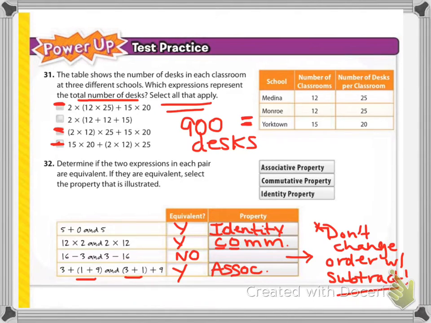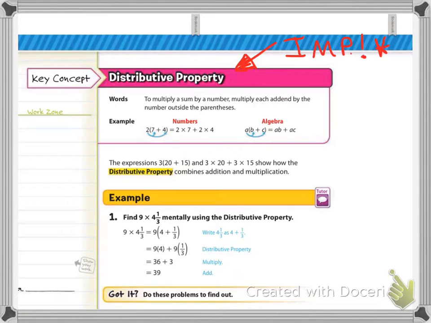You can check it out for yourself. For 32, this would be like a drag and drop on the computer, but you have to determine if expressions are equivalent, and if they are equivalent, you have to tell me which property proves it. So again, we've talked about these. You can read my answers there, and once you're ready, move on. If not, pause and wait.